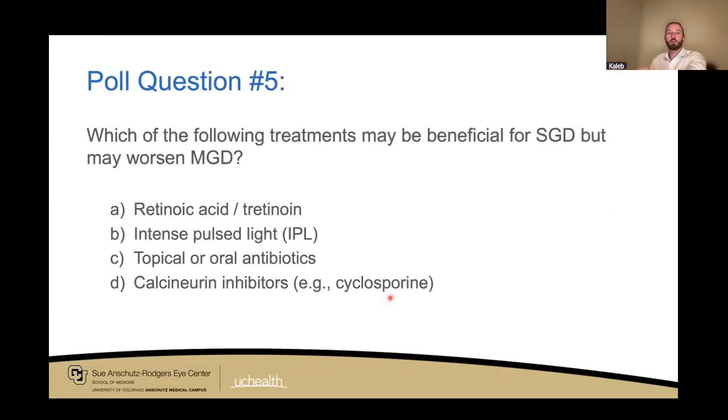So the last poll question that we have of the evening is this one here. Which of the following treatments may be beneficial for sebaceous gland dysfunction, but may actually worsen meibomian gland dysfunction? Choice A is retinoic acid or tretinoin. Choice B is intense pulsed light. Choice C is topical or oral antibiotics. And choice D is calcineurin inhibitors such as cyclosporine.